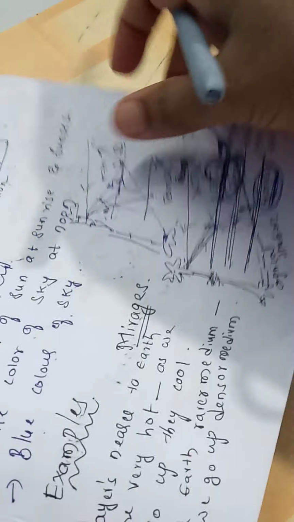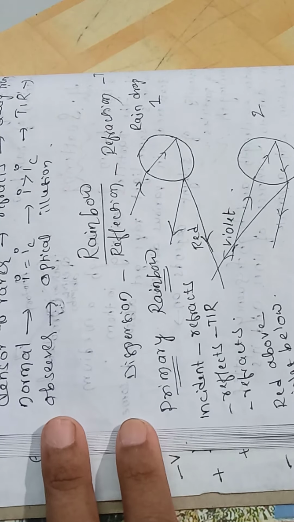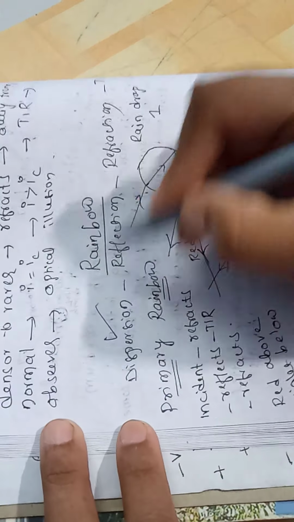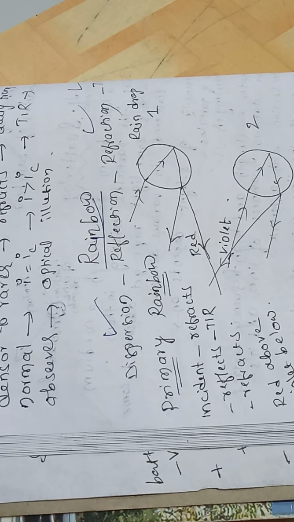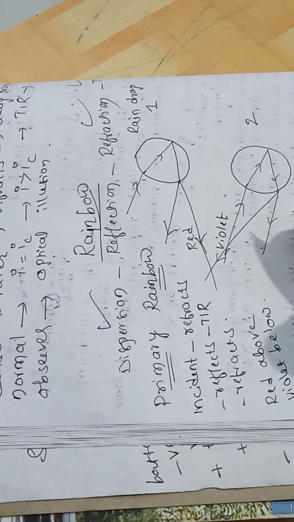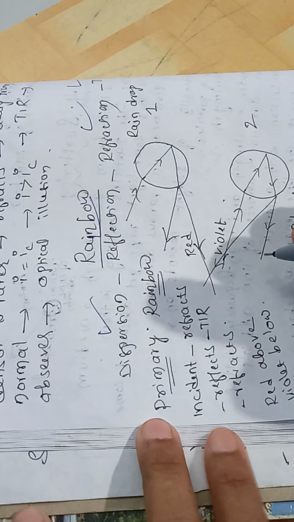Now next, rainbow. So for a rainbow, if you want to see one, one part must have rain, and in the other part sunlight must be there. So here dispersion, reflection, refraction, total internal reflection, all properties will follow in this rainbow. The rainbow is divided into two types, primary and secondary rainbow.